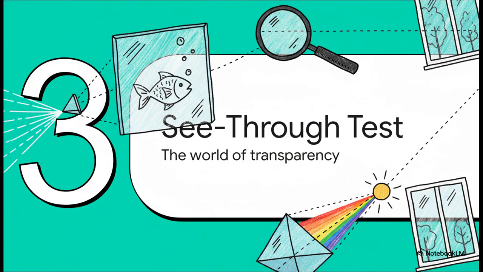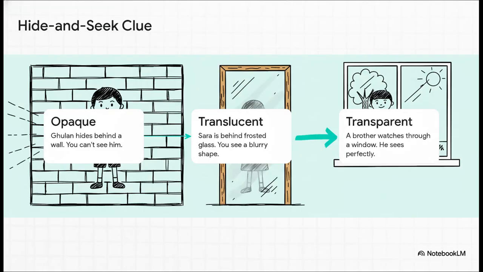Moving on to section 3. Let's go back to our eyes for another clue. And this one's a big one. Can you see through it? This all has to do with how light decides to behave when it hits a material. You know, a simple game of hide and seek is the perfect way to understand this. First, Gulan hides behind a wall. You can't see him at all, right?